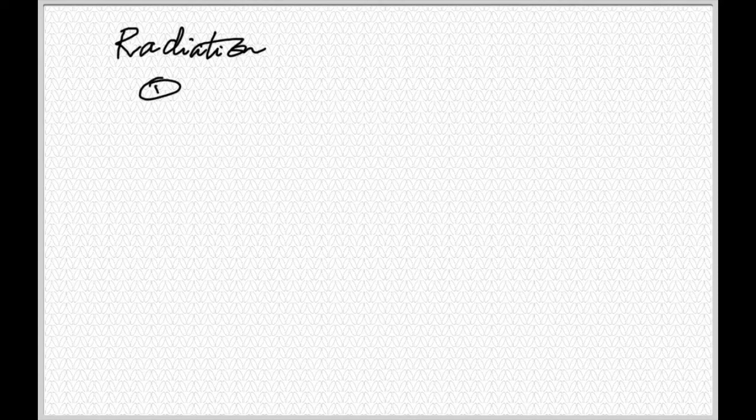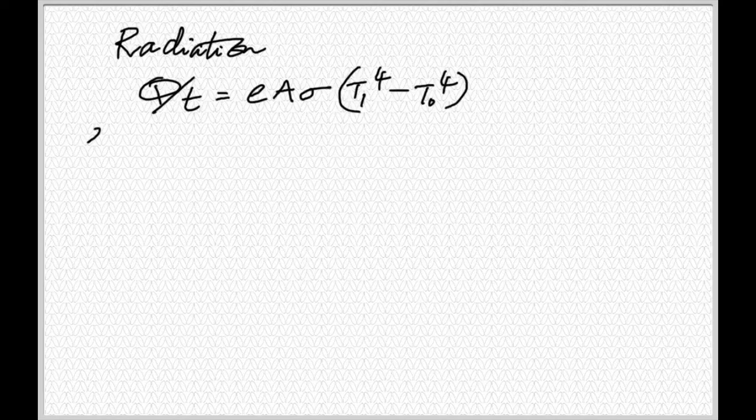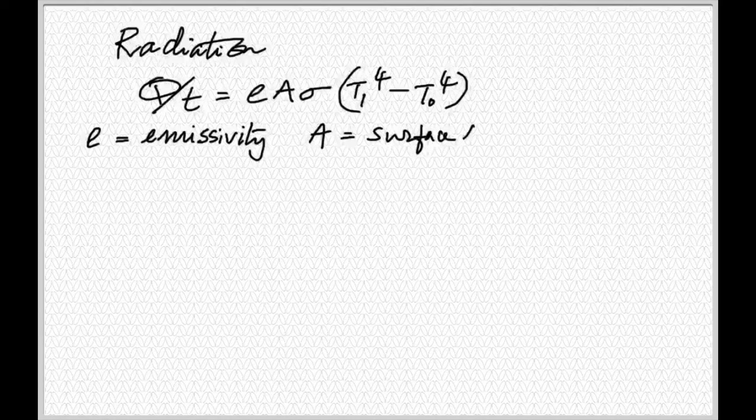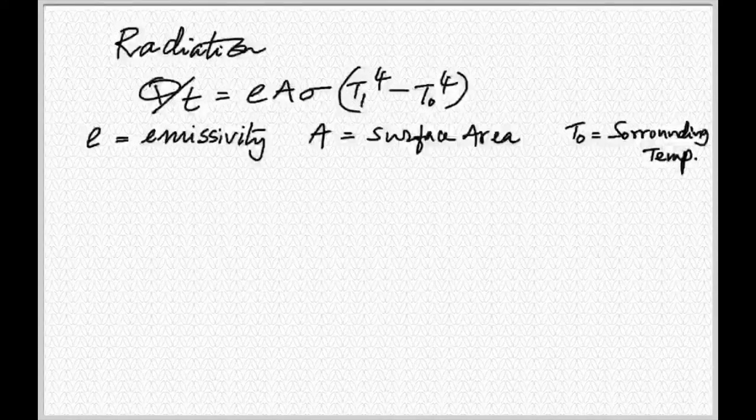And then we have radiation. Heat lost by radiation is given by Stefan's law, which is this formula. And in this formula, you need to know that E is the emissivity, A is the surface area, okay? So if it's a sphere, the surface area is going to be 4 pi r squared. I'm going to write that. But T0 is the surrounding temperature, T1 is the temperature of the hot object.